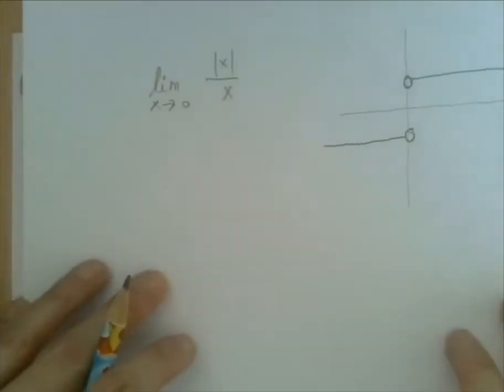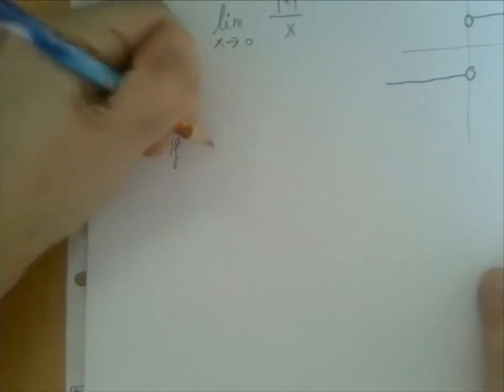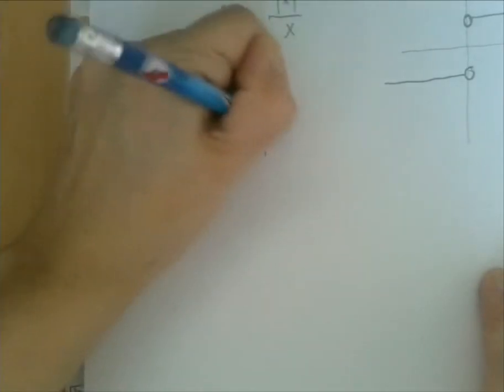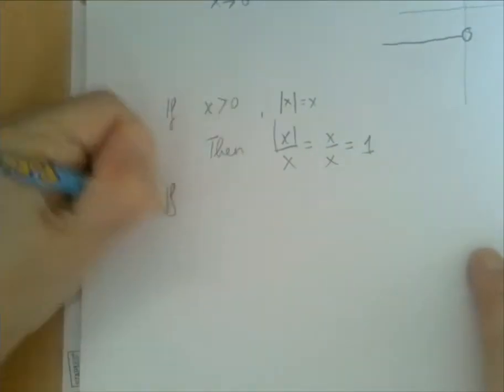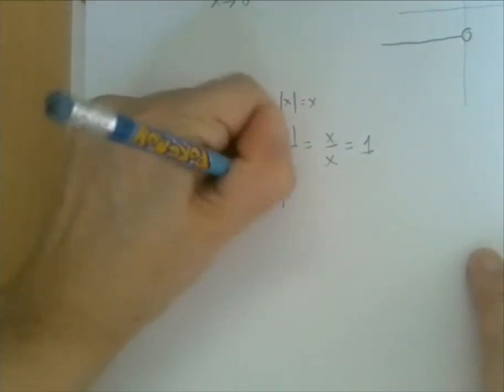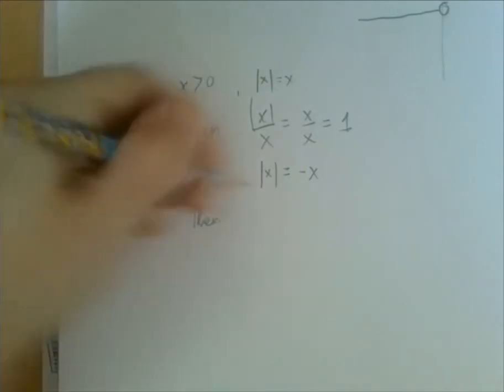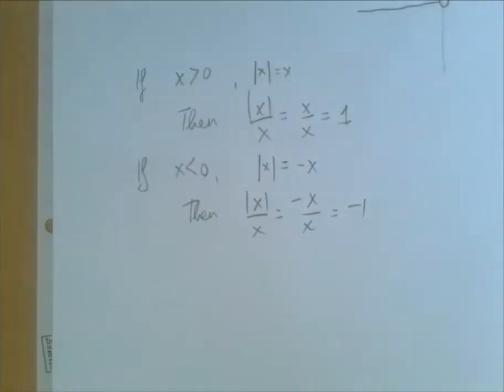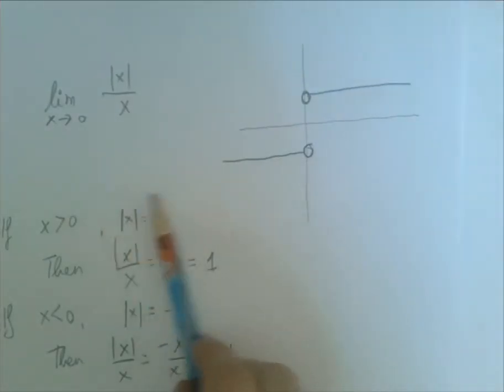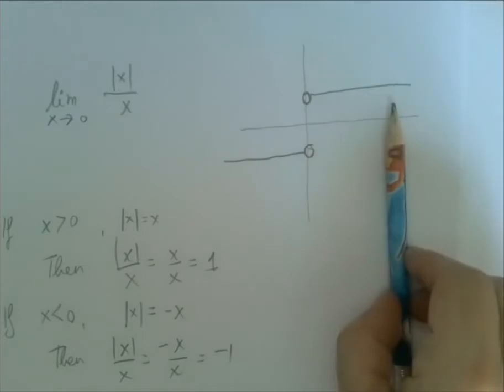Now let's prove this. If x is greater than 0, then the absolute value of x is just x. Then, for positive values, absolute value of x over x is just x over x, and that's 1. And if x is less than 0, then the absolute value of x is the opposite of x. And the absolute value of x divided by x is going to be now the opposite of x divided by x, which is negative 1. And by the way, this is how we're going to handle things with absolute value. We're just going to separate it when it's the same thing and when it's the opposite. Something like that is also called piecewise defined function, because we can define this piece as constant negative 1 and this piece as constant positive 1.